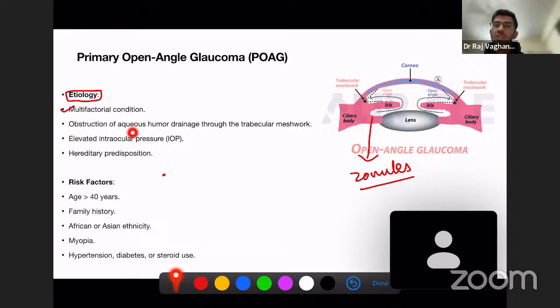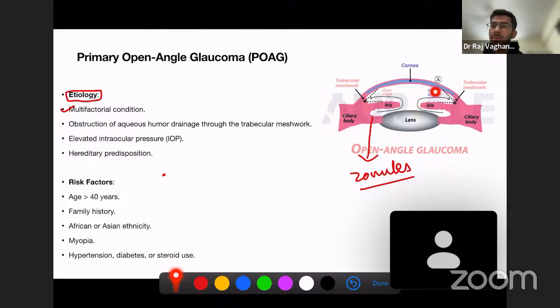If there is obstruction of aqueous humor drainage to this trabecular meshwork, then what will happen? The aqueous humor will continuously build up over the anterior part of the lens, between the cornea and the lens. The aqueous humor will be completely filled up, and aqueous humor is continuously being produced. So there will be a piling up of the aqueous humor.